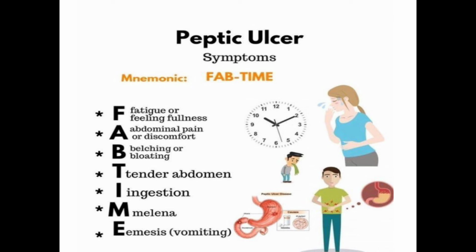Peptic ulcer symptoms. The mnemonic is FAB time. F for fatigue or feeling of fullness, A for abdominal pain or discomfort, B for belching or bloating, T for tender abdomen, I for indigestion, M for melena, and E for emesis, such as vomiting.